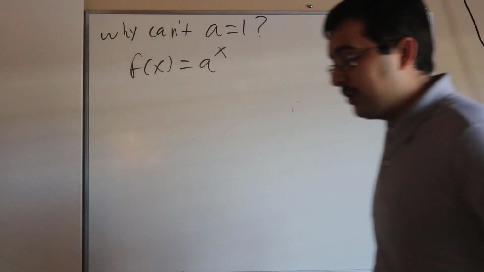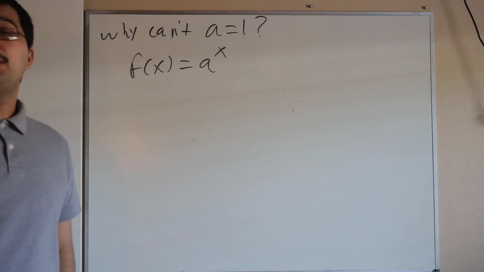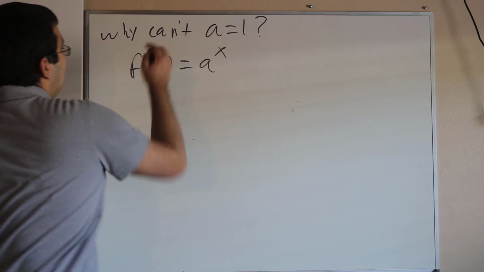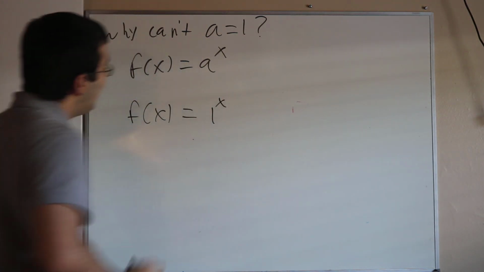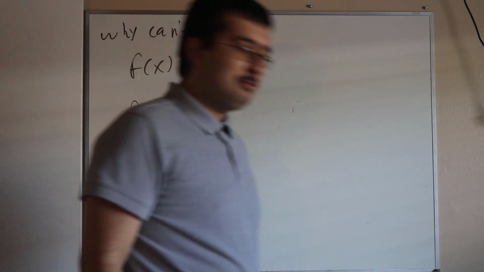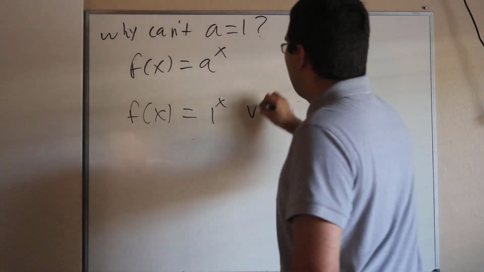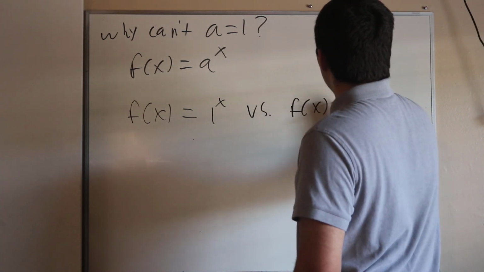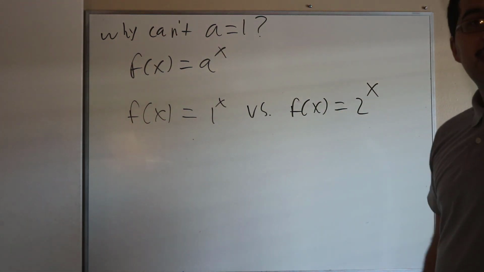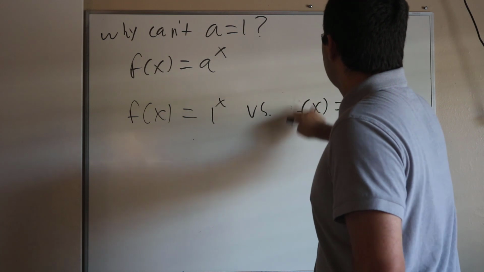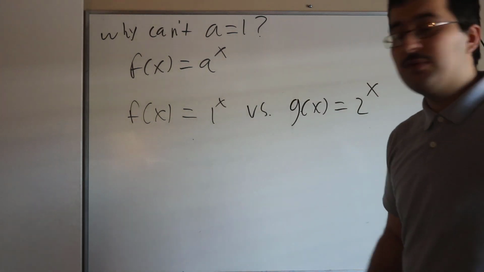Okay, so let's explore this question. Why is it that we don't want a to equal 1? Well, let's go ahead and see what happens when I plug in 1. So, if I want a to equal 1, then I'll simply get f of x equals 1 to the power of x. Okay? Well, let's think about that. Alright, let's contrast that with our previous example, which was f of x equals 2 to the power of x. Well, let's just try plugging in some values. Actually, let's call this, instead, g. And let's just make a table, and let's see what happens.